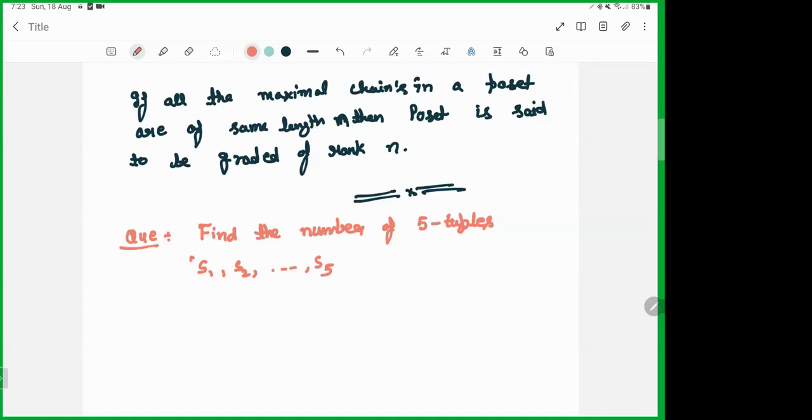contained in this notation. You already know this 5 means the set 1, 2, 3, 4, 5, and the tuple is contained in 5 cross 5 cross 5, 5 times basically, such that the union over i equals 1 to 5 of Si is the full set 5. So what is the number of these 5 tuples? We have to ask.